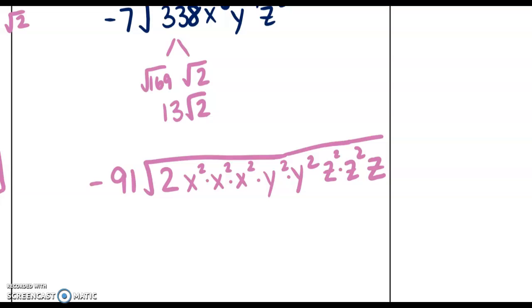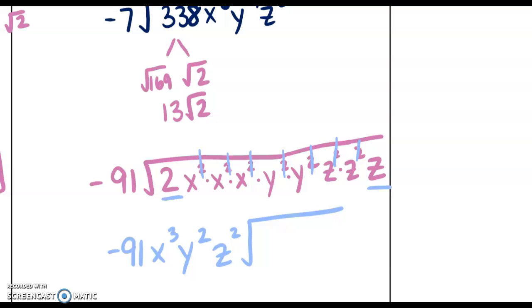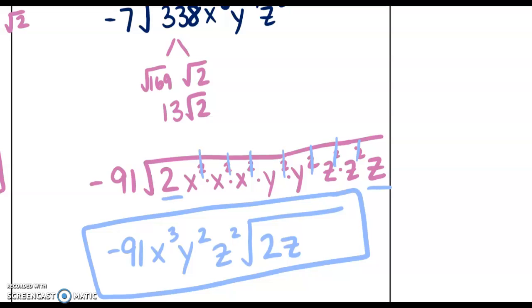So when I start the simplifying process, this cancels, this cancels, this cancels. I have 3 x's on the outside. This cancels, 2 y's, and 2 of those cancel, which leaves the 2 and the z left over in my square root. Actually, write my 2 like that.